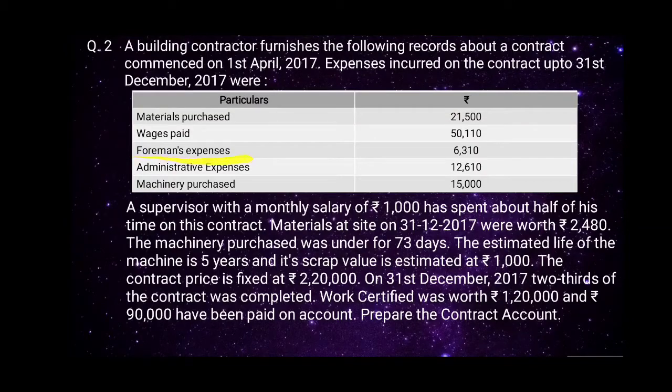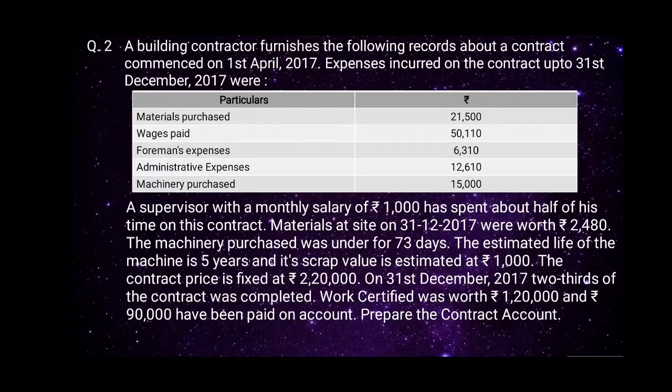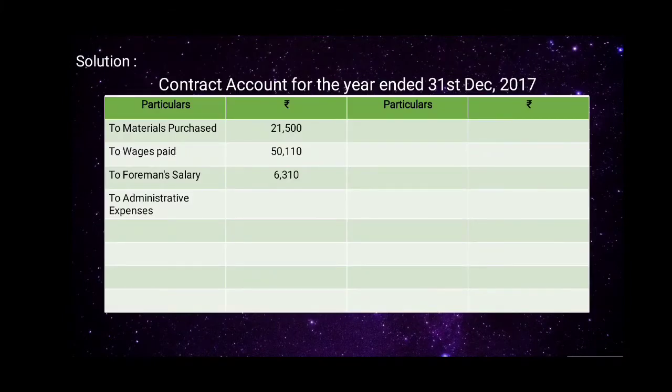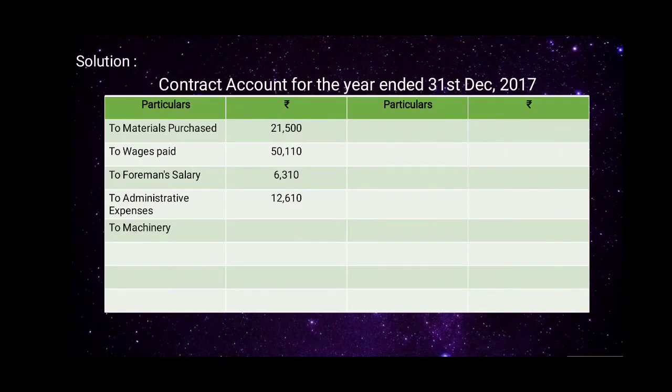Next, foreman's expenses, amount is given as 6,310. So we'll record this. To foreman's salary, amount will be 6,310. Next is administrative expenses, amount is given as 12,610. So we'll record this. To administration expenses, amount will be 12,610. Next, machinery purchased, amount is given as 15,000. To machinery, amount will be 15,000.